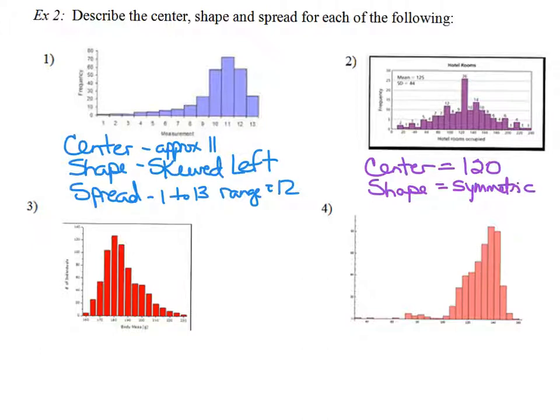And lastly, again, I know it's really hard to see those tiny numbers, but the spread on this one goes from about 10 to 240. So I could say that the range on that would be 230. So do me a favor and take a couple minutes and describe the center, shape, and spread for examples 3 and 4, and then come back and compare with my answers.